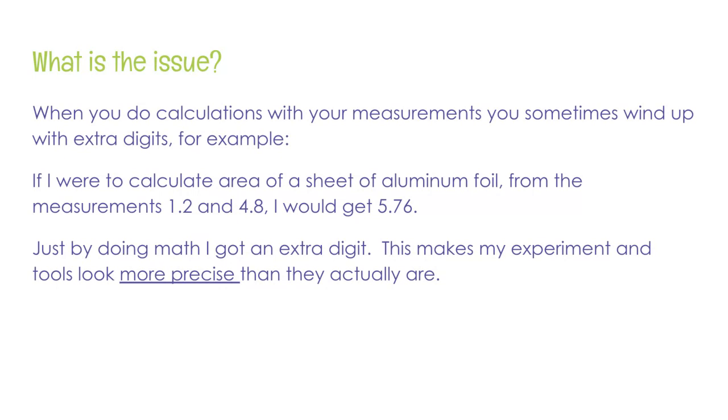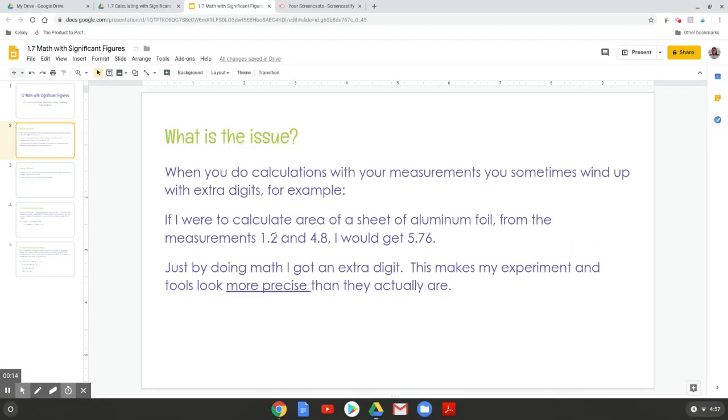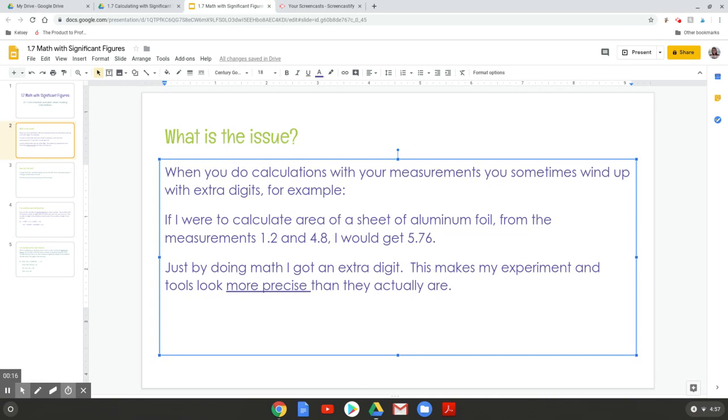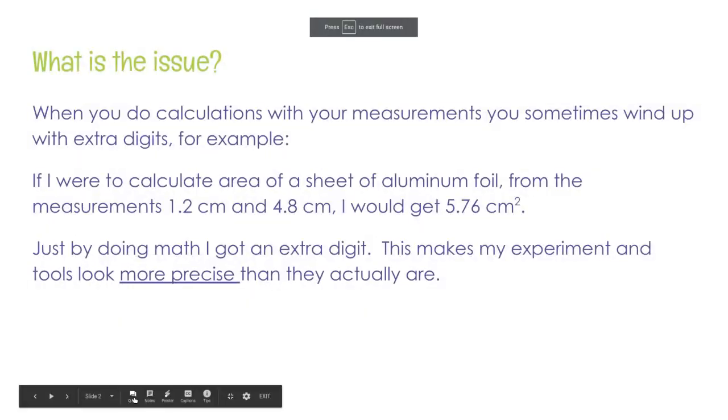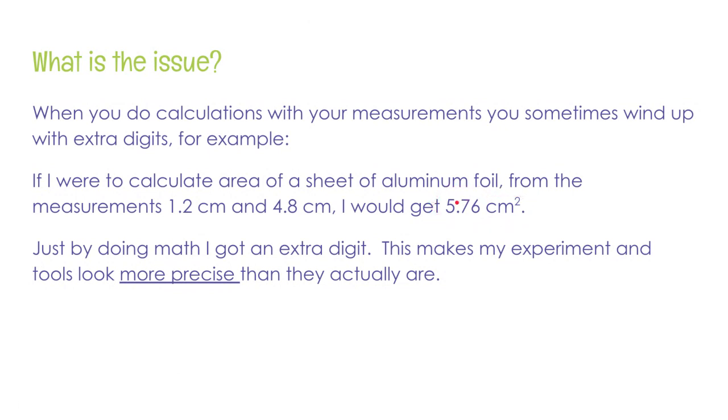Actually, let me fix this while I'm talking to you. Let's imagine that I am trying to find the area of a sheet of aluminum foil. We'll say my length is this 1.2 centimeters right here, and my width is 4.8 centimeters. When I put this in the calculator, I do length times width. I'm going to wind up getting this 5.76 centimeters squared.